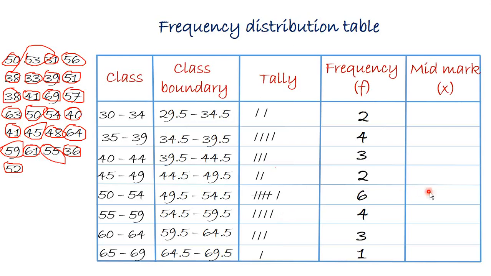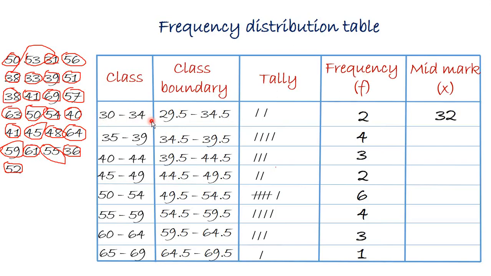Now let's get the mid mark. For the mid mark, remember we get the lower class limit plus the upper class limit and divide by 2. So you get 30 plus 34 divided by 2. You can get your calculator and work this out together. So 30 plus 34 divided by 2 will give you 32.